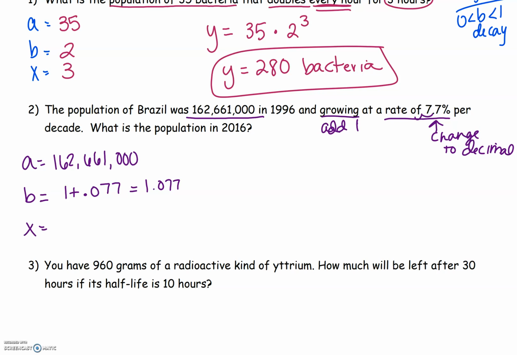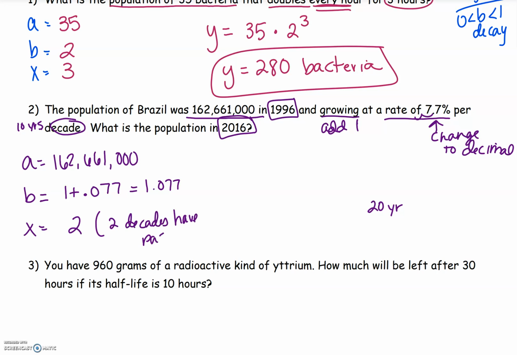Our X is going to be the amount of time. So it looks like we went from 1996 to 2016, but take note of your rate is per decade. So that is 10 years, right? So how many 10-year periods between 1996 and 2016? That is 20 years. Well, we would have 2 10-year periods, or 2 decades that have passed. So we're going to use 2 for our X.